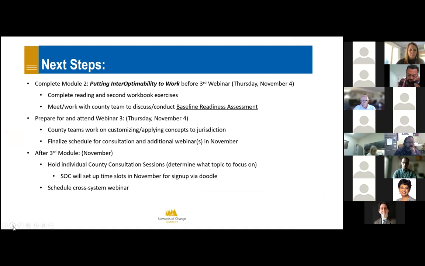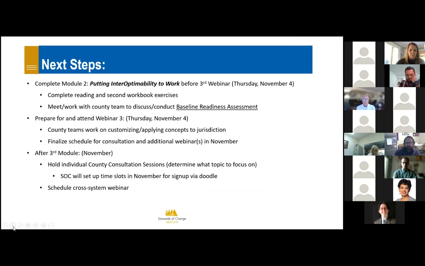So here's some next steps. Complete module 2, putting interoperability to work, before the 3rd session, which means just going through the rest of the section. Complete the reading and some of the exercises. And then if you are able to meet with your county team ahead of time, just for an hour or something, just to review that concept of baseline readiness. I think that the places we've been able to do that, whether it's at ACF or counties or at the state level, this is something that really resonates with folks.